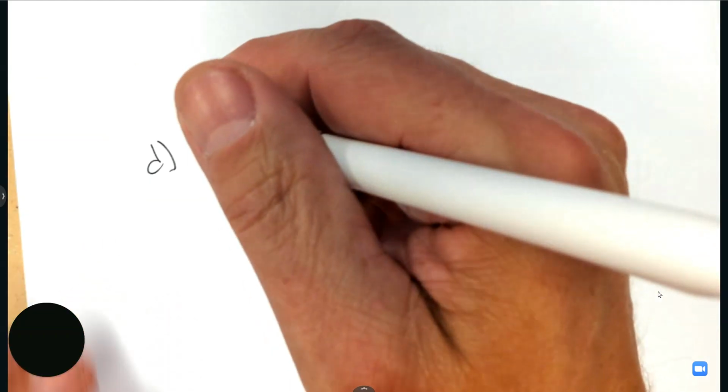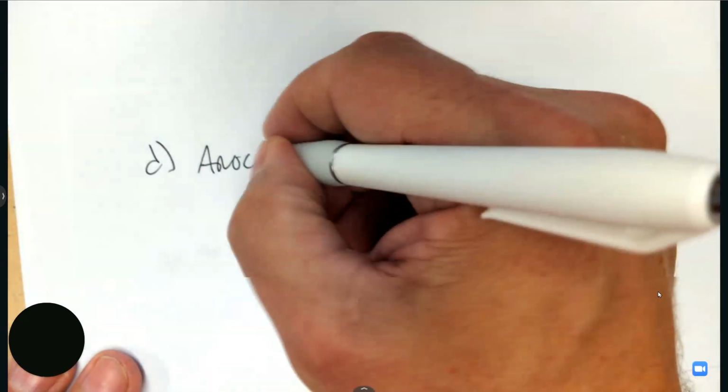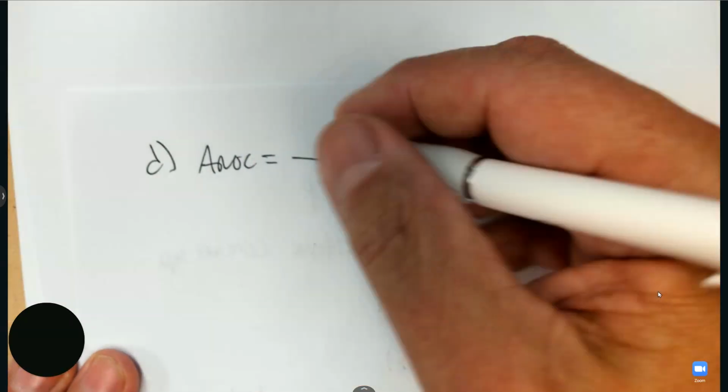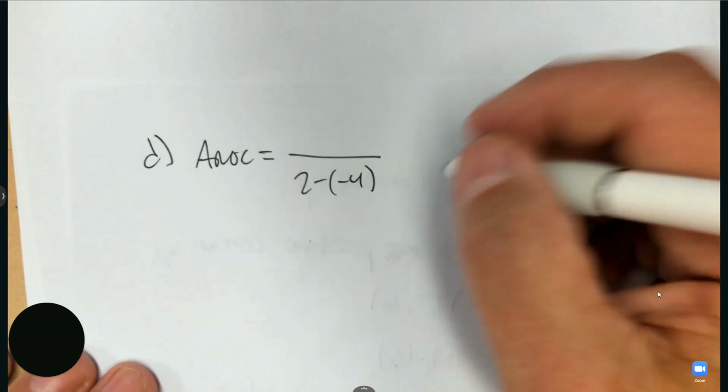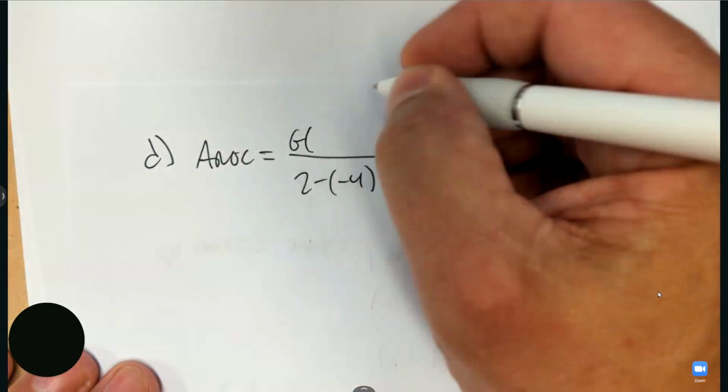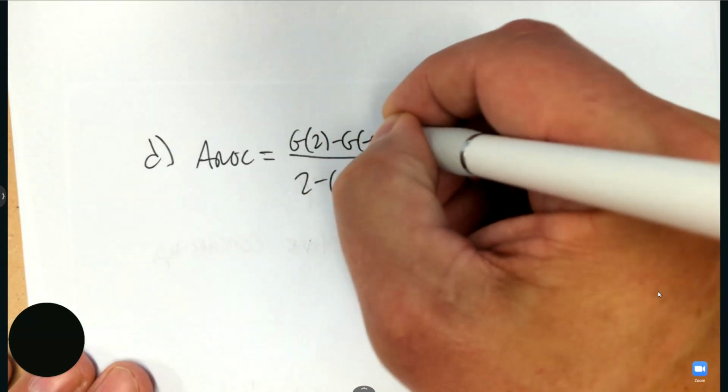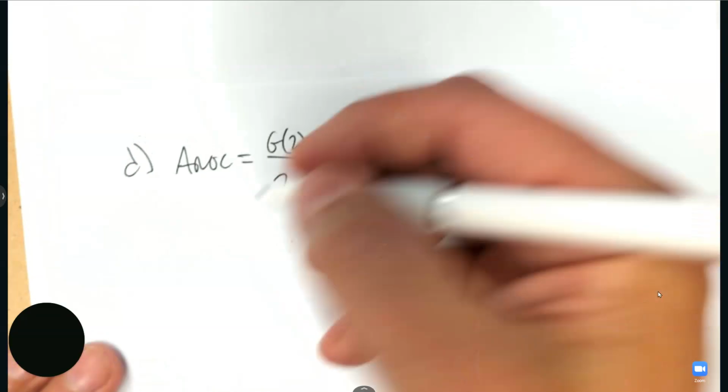D. Find the average rate of change from -4 to 2. So to do that, I'm going to first just subtract those numbers. That's my bottom, -4 to 2. And for G, I have to understand that I'm finding these values. So just setting it up is good. On the side, we can do it.